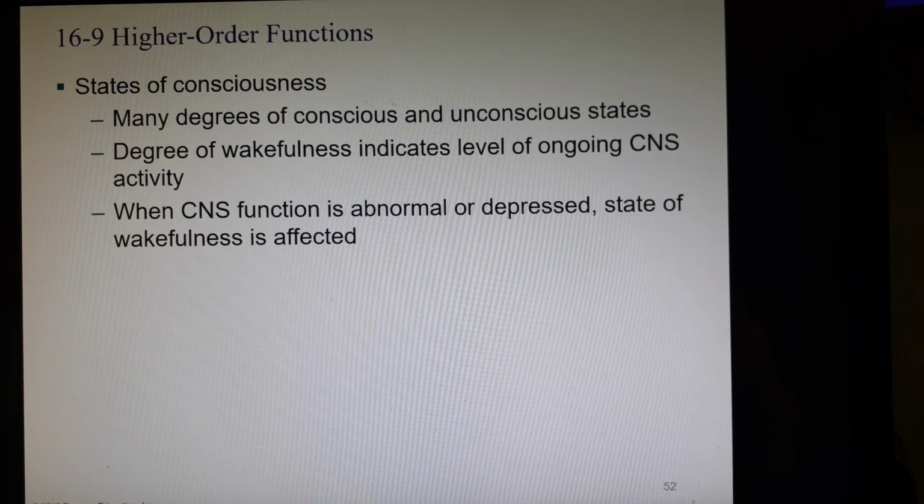Okay. The second higher order function is called consciousness. Not conscience, not good or bad, but conscious, like how awake are you? And this is a huge scale. Everything from alive but completely unconscious, that's called being in a coma, to having experienced an emergency where you are the most alert, the most awake. So this is your degree of wakefulness. And it's related to how many electrical signals are traveling through your brain at any one time. If we reduce the number of electrical signals and depress it, okay, then we're going to reduce your consciousness.